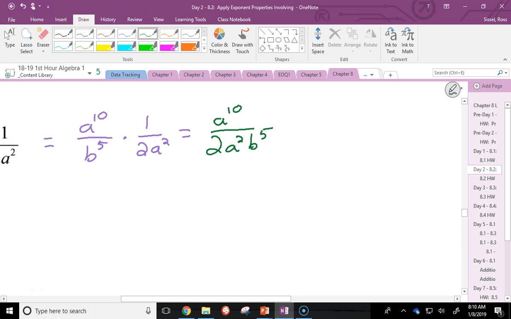How can I simplify? Or what am I simplifying? The A's. Good. That's exactly what we were looking at today. The A's right here. So, I have A to the 10th divided by A to the 2nd. I'm going to look at my work down here. That's like saying A to the 10th minus the 2. So I would get A to the 8th. So my final answer is going to be A to the 8th power all over 2B to the 5th power.